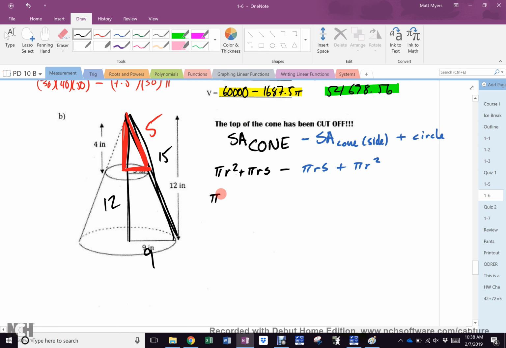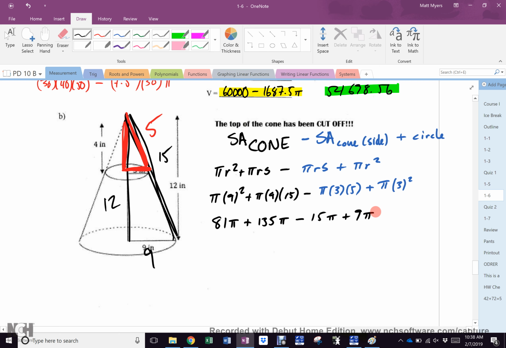So, pi times 9 squared plus pi times 9 times 15 minus pi times 3 times 5 plus pi times 3 squared. That is 81 pi plus 135 pi minus 15 pi plus 9 pi.